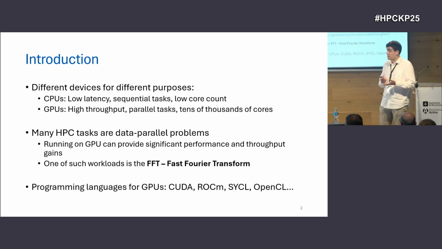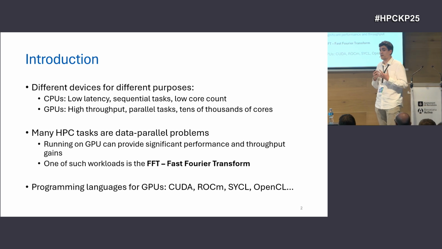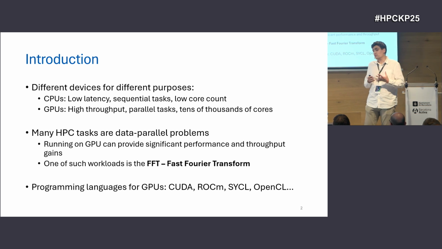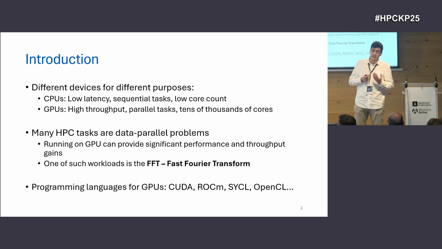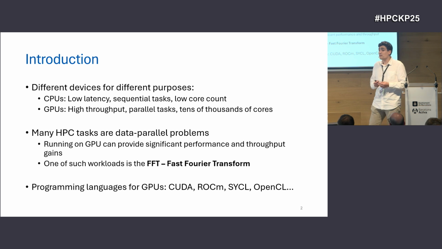On the other hand, we have GPUs, which are high throughput devices, very good at parallel tasks, and have tens of thousands of cores. We also have other accelerators, like neural processing units, FPGAs, etc. But I'm going to focus today on GPUs, because many of the HPC tasks are data parallel problems, which means that running them on the GPU can provide significant performance and throughput gains.